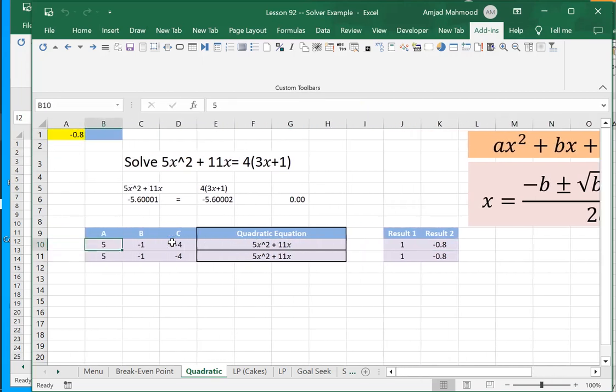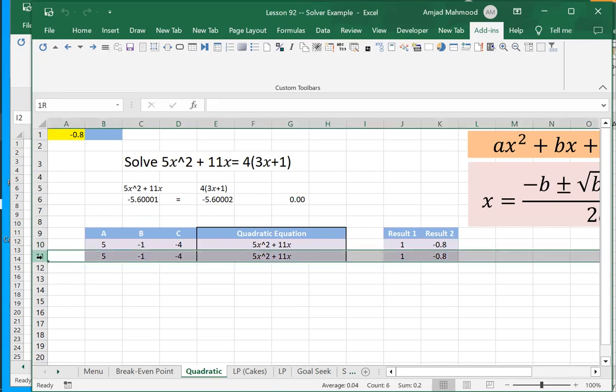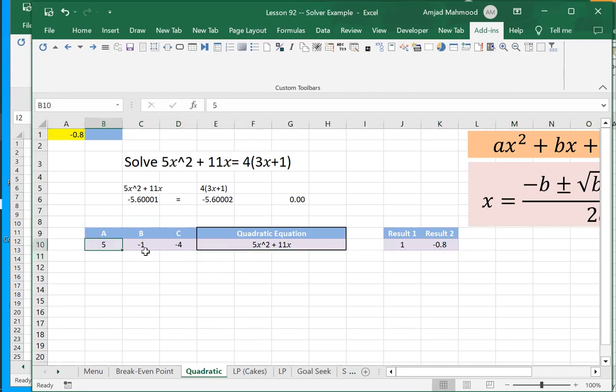Now you can put the values which are given in the system as A is equal to 5, B is equal to -1, and C is equal to -4, for example. This is an extra line; I can remove it. Let's focus on this one. So the formula is returning two values. The plus value is 1, and the other value with the minus option is coming to -0.8. So let's validate it.